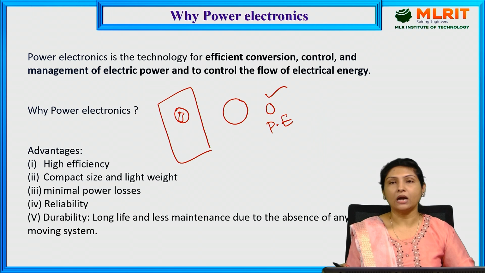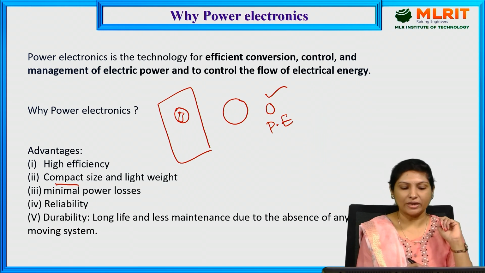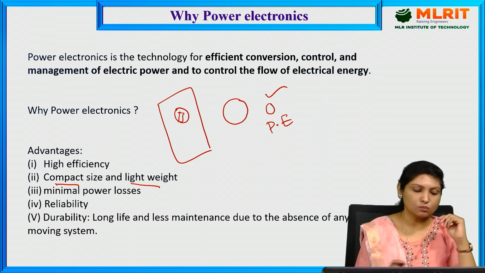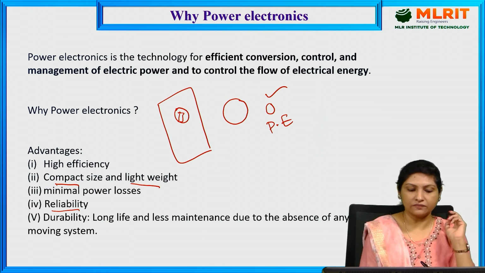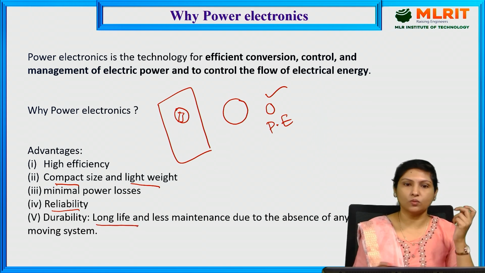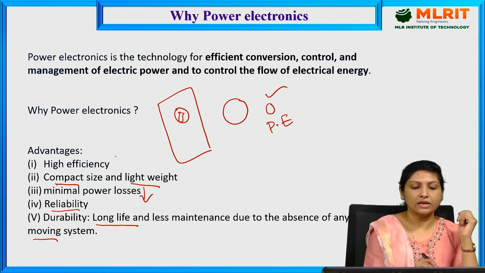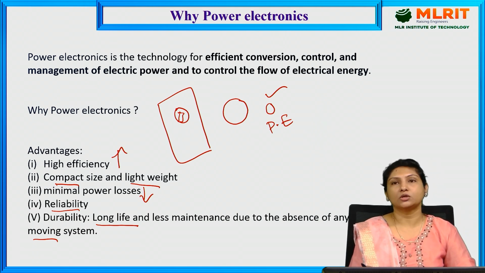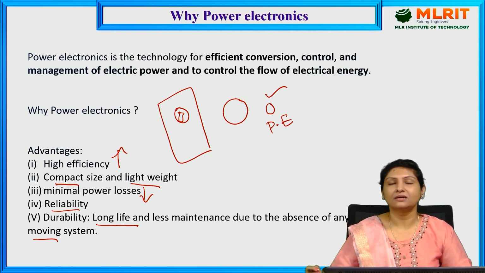With the advent of power electronics, the size has come down. It is compact, the weight is also less, and at the same time there are fewer moving parts, which means it is more reliable. That means life will also be more, and longevity will be there. Due to the fewer moving parts, the efficiency is also high, because the losses are less. So these are the various advantages of power electronic devices, and that is the reason many people show interest in learning this subject.